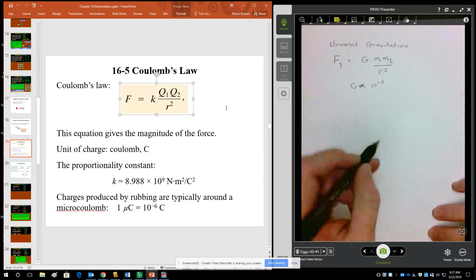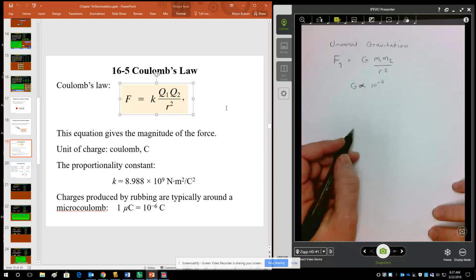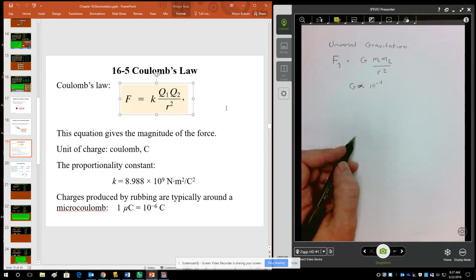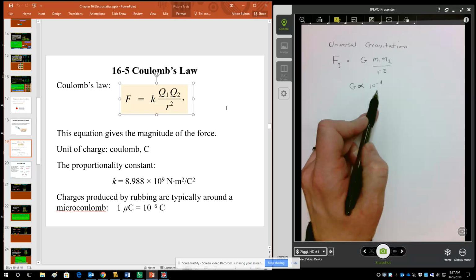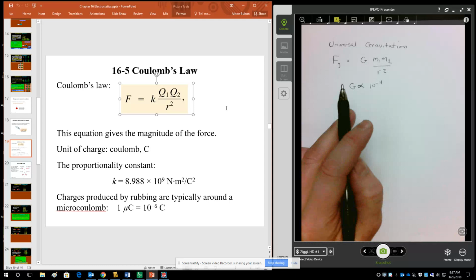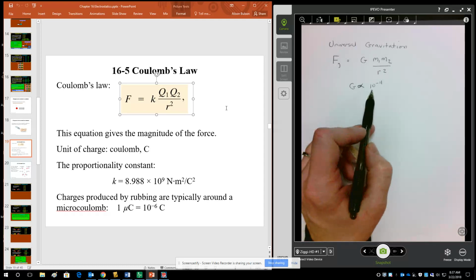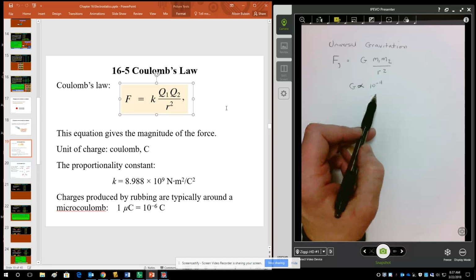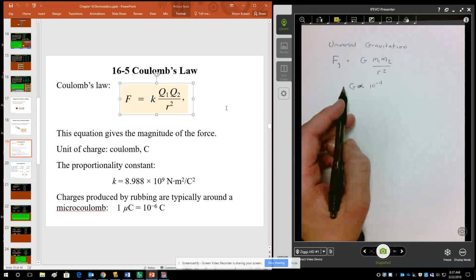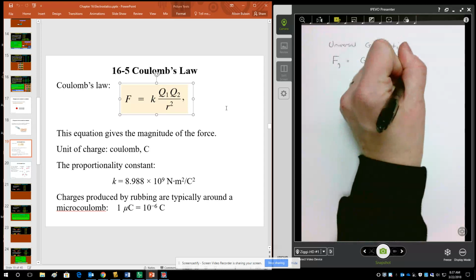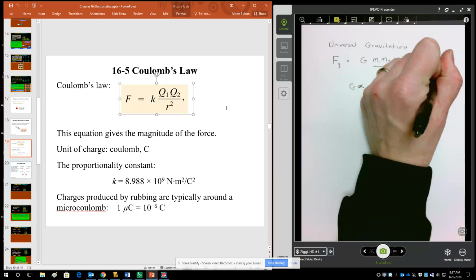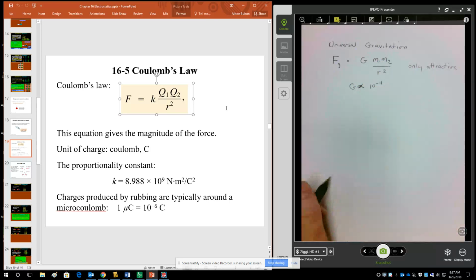Let's do proportionality here. Masses divided by distance squared. So the form is very similar. The value of the constants, however, is very different: 10 to the negative 11th compared to a k value of 10 to the 9th. So we're saying that the gravitational pull on a universal scale is quite weak compared to the electrostatic force. They're both inverse square laws. That's a similarity. Gravitational pull, as far as we know, is only attractive, whereas electric force can be either attractive or repulsive depending on the sign of the charge.